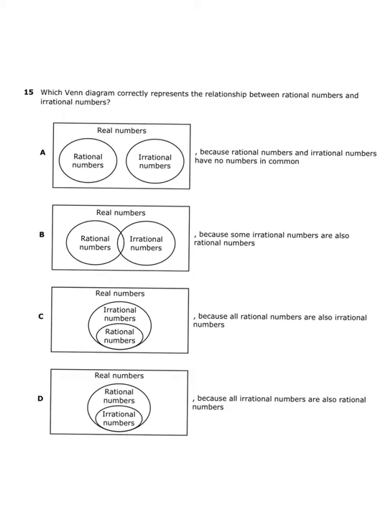Which Venn diagram correctly represents the relationship between rational numbers and irrational numbers? Rational numbers and irrational numbers have nothing to do with each other. They are complete opposites. And so that is what's shown in letter A. Anytime they're overlapping, it means that they have something in common with each other. And rational and irrational are complete opposites.